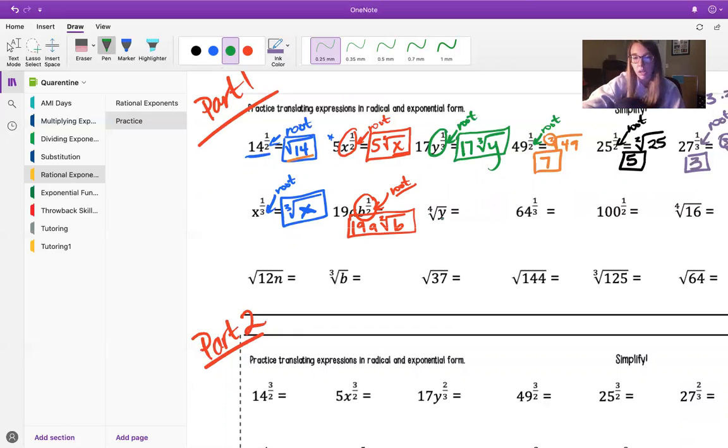Next, we have, now we're starting it in radical form as a fourth root, and it wants us to change it to exponential form. So remember, whatever the root is, it's just going to be the denominator. It's not being taken to another power, so the numerator is just going to be 1. So it's going to be y to the 1/4.